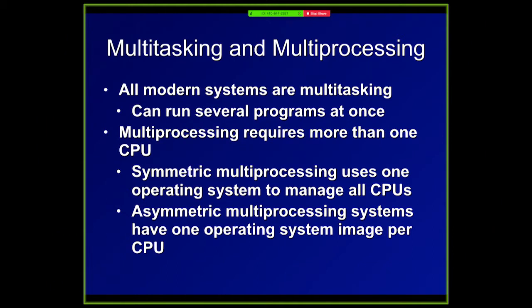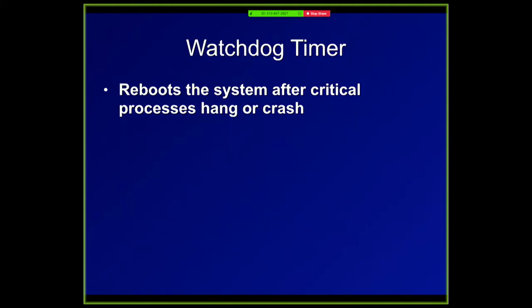That's multiprocessing. And then you can have symmetric or asymmetric multiprocessing, where you have one operating system with many CPUs or a separate operating system for each CPU. And those computers can be doing multiple things at the same time because they have multiple CPUs. The watchdog timer is one of the things that notices that the machine has crashed and then reboots the system.